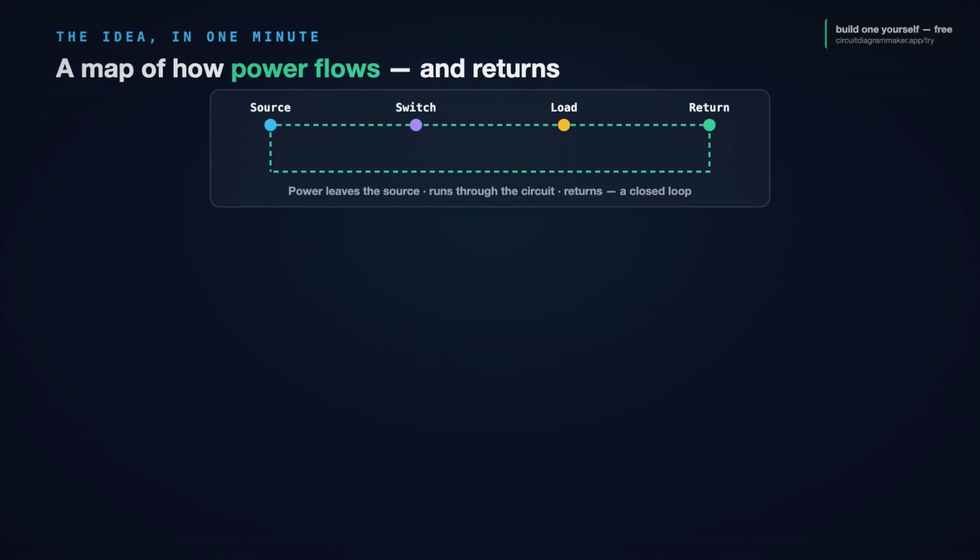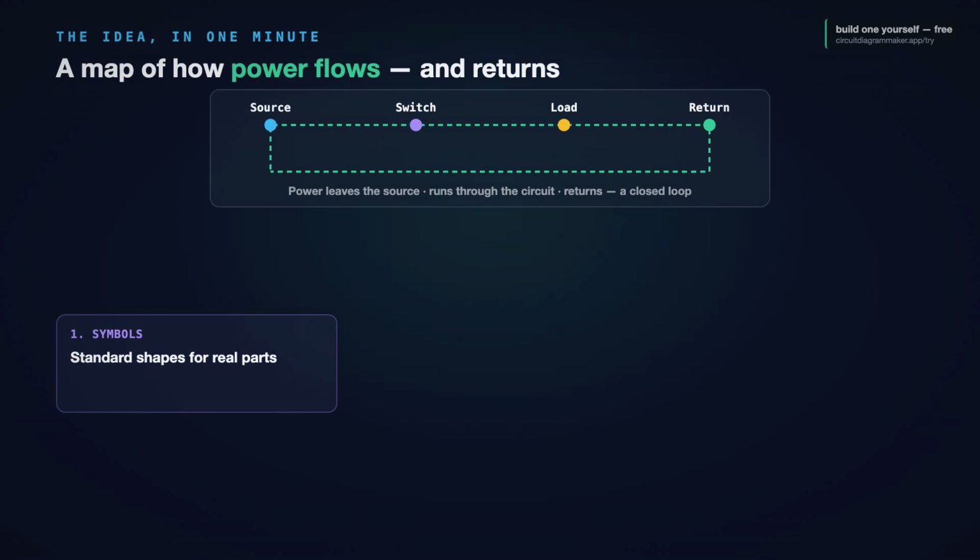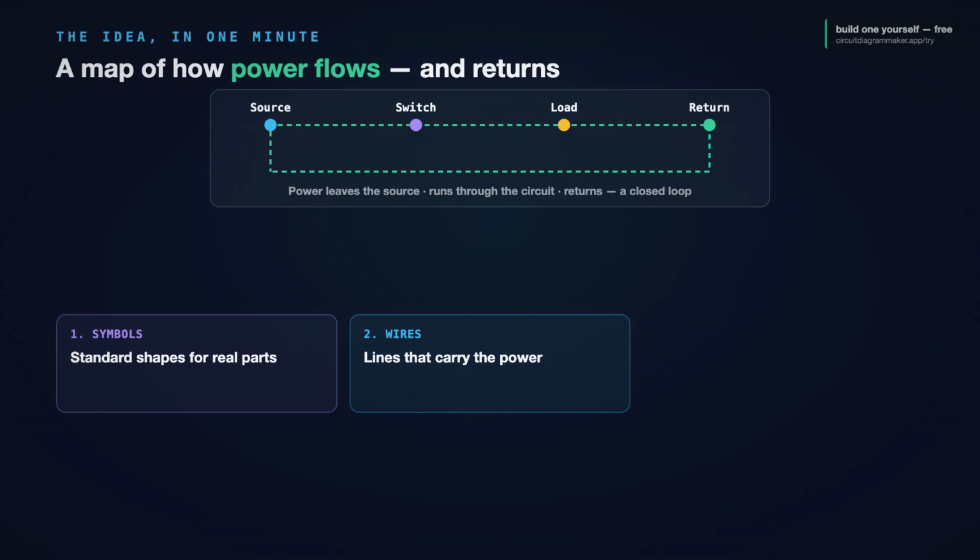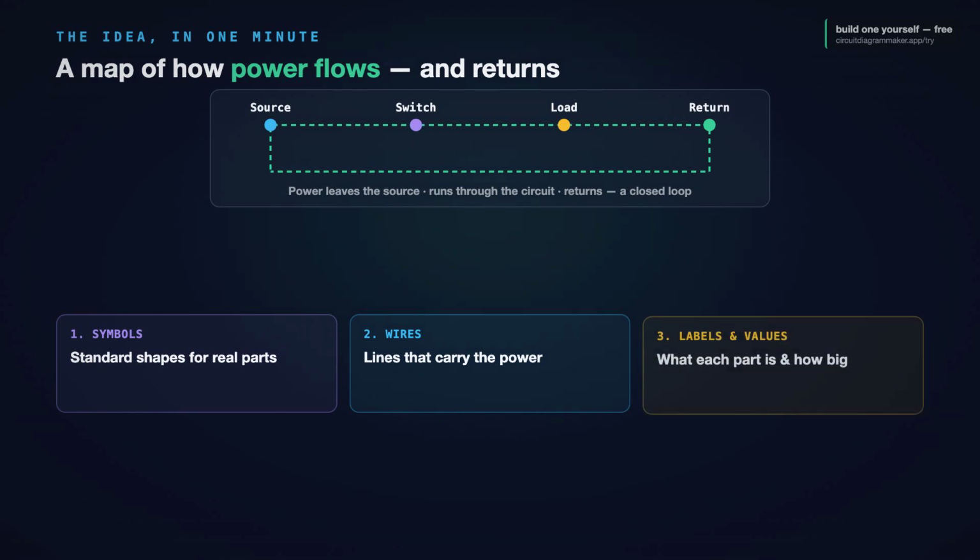Same circuit, but the schematic is the one you can actually reason about because it strips out everything that isn't the electrical story. And that story is simple. Power leaves a source, runs through switches and devices, and returns to where it started. Electricity only does work when it can make that complete loop. If you can read that path, out from the source, through the loads and back, you can wire the real thing without guessing. Every wiring diagram, no matter how complex, is built from just three things.